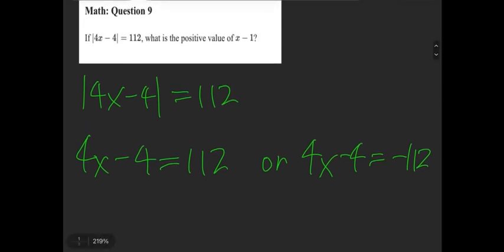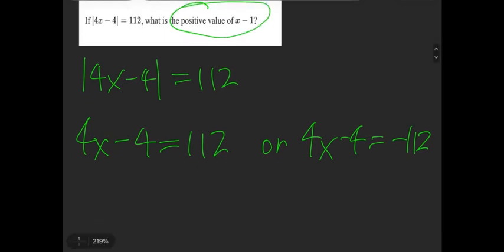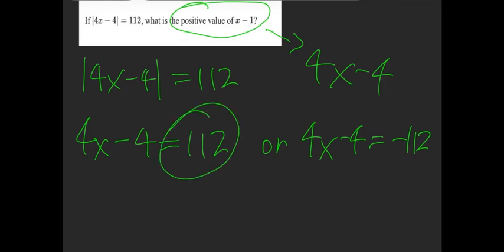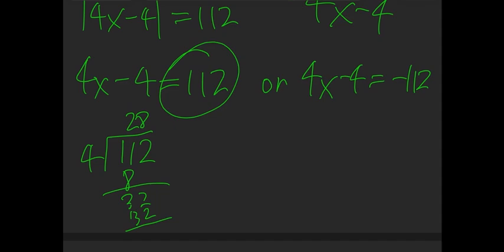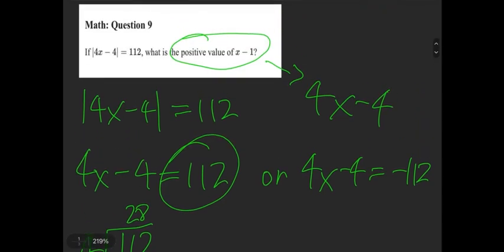Well, looking back at the question, we see that we're trying to find the positive value of x minus 1. If we multiply x minus 1 by 4, we get 4x minus 4, which is just our value that we're trying to solve. And looking back at our options, we see that the positive value of this is 112. Now remember, the final answer is not 112 because we multiply x minus 1 by 4. To get x minus 1, we have to divide it back by 4. Dividing it by 4, we get 28, which is our final answer.